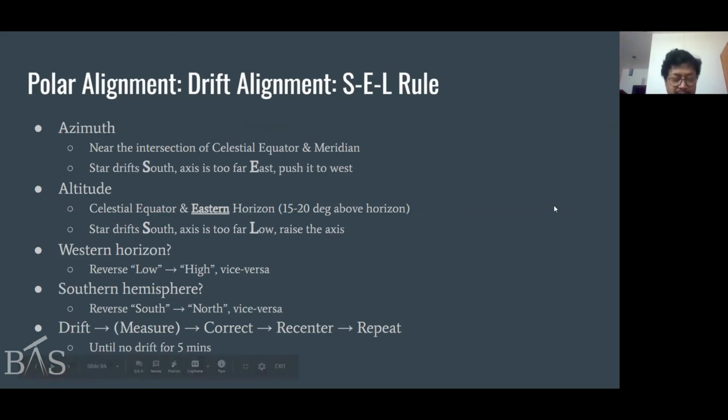This 5 minutes is not an absolute recommendation. If your exposures are only 3 minutes long, you may say, okay, I'm fine if there is no drift for 3 minutes, which I often do. These days I'm shooting only 3 minute exposures, so I only check for 3 minutes of no drift, and I'm good.